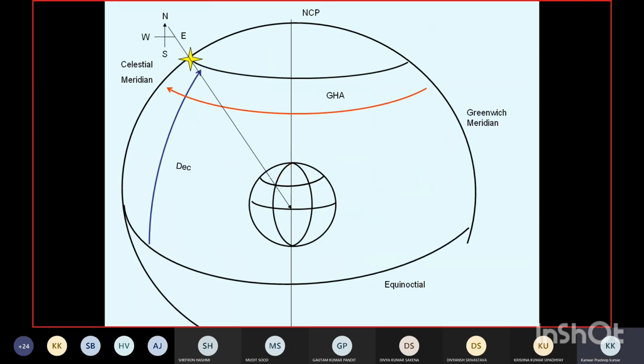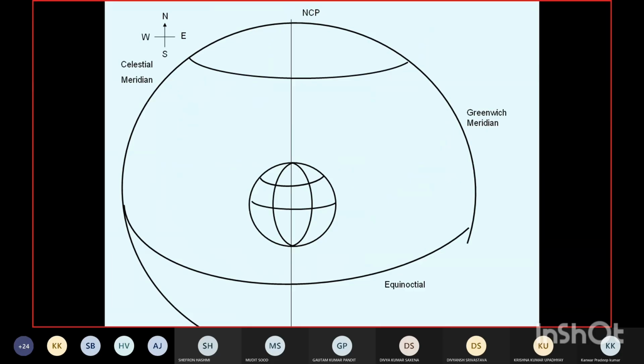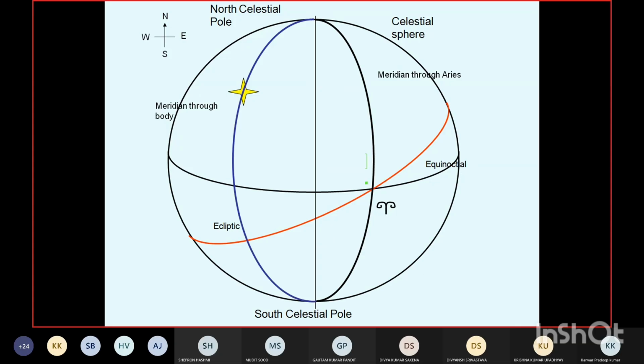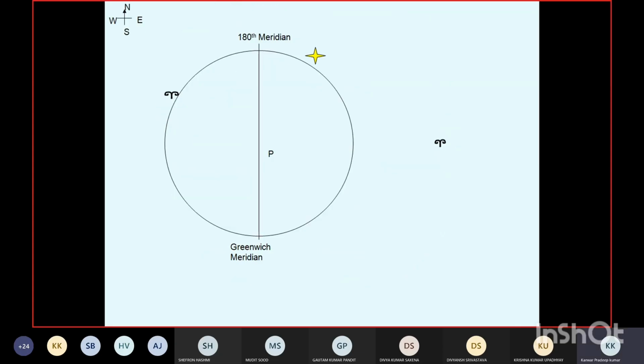So earlier, the SHA we had seen, yes, this was the SHA earlier. We were seeing from the side. Now we are seeing from the top of the NCP. So GHA star, SHA star, we will come to this. So now I'm seeing the pole from the top.